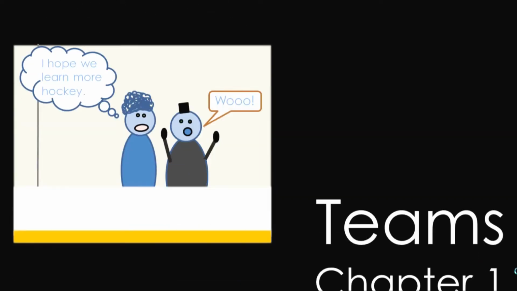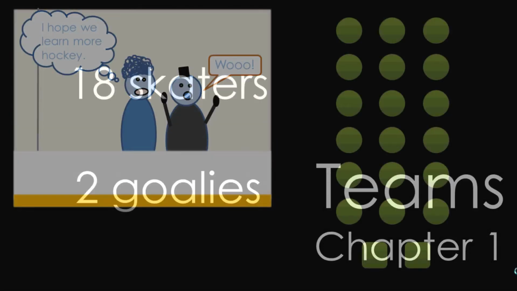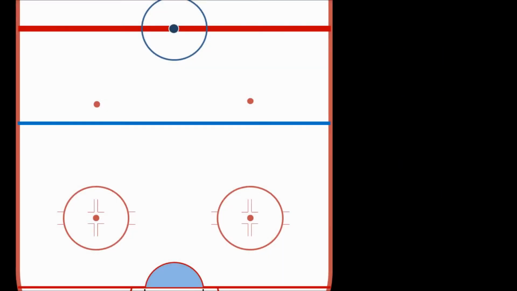So, Chapter 1. How are teams set up? Each team in the NHL, for each particular game, will have 20 players. 18 of them will be skaters, and 2 will be goalies, a starter and a backup goalie. They won't all play at one time because that would obviously make things very crowded and complicated. So at any one time, each team will have 6 players on the ice, 5 skaters and 1 goalie.